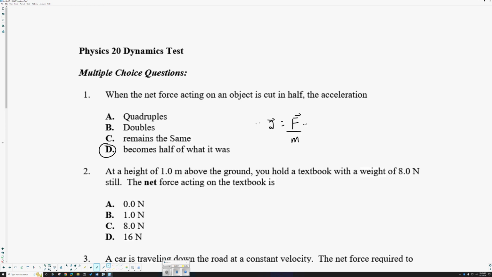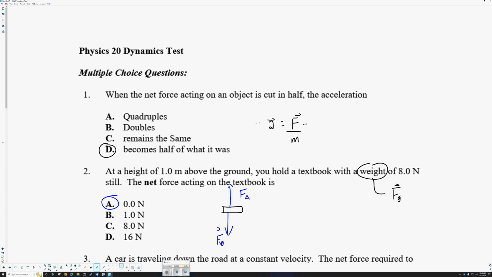2, at a height of 1.0 meter above the ground, you hold a textbook with a weight of 8 newtons. That weight, remember, is defined as the force of gravity. If you're holding it still, it's not moving, then we're in a state of equilibrium. Here's the book. If we're in a state of equilibrium, then forces must balance. My force of gravity acting down would be the same as the applied force acting up. If those two forces are equal to each other, the net force acting on the text would be 0 newtons.